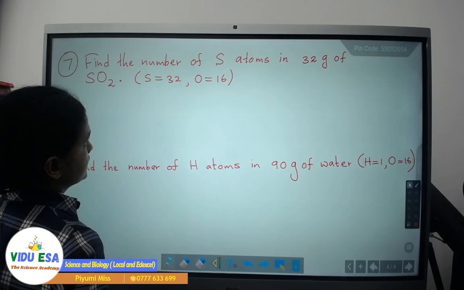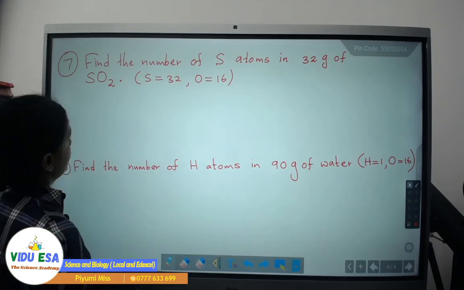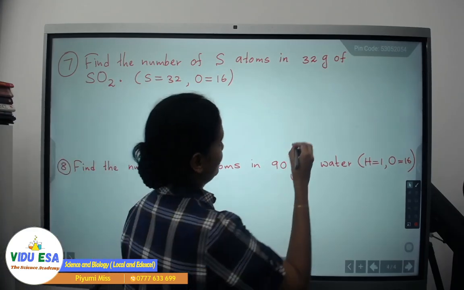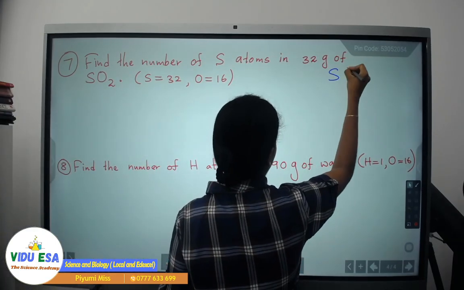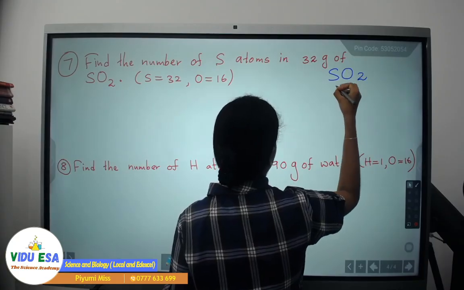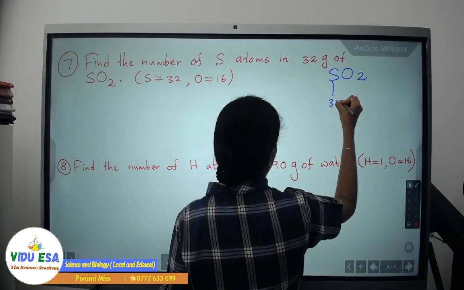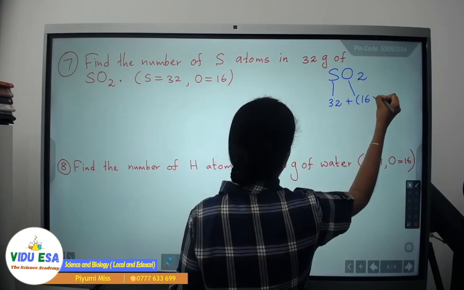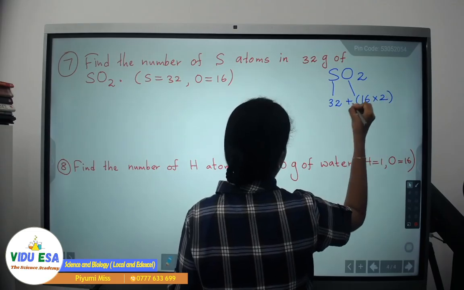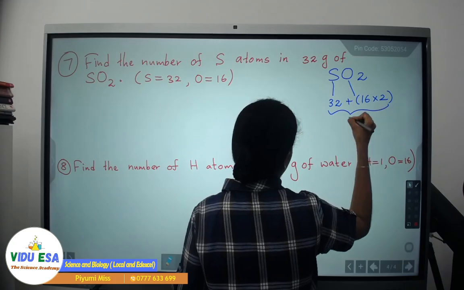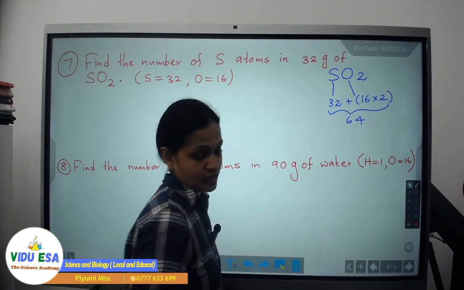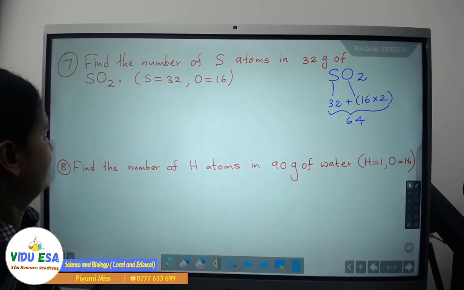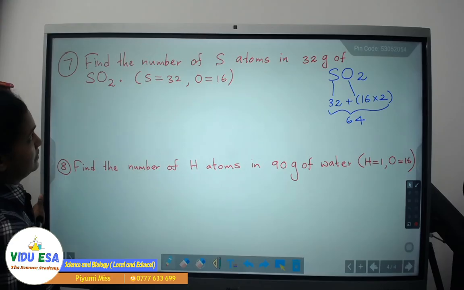Find the number of sulfur atoms in 32 grams of sulfur dioxide. Yes, sulfur dioxide. So you can find the relative molecular mass. And the sulfur is 32, oxygen is 16. 16 into 2, so 32 plus 32, that is altogether 64. 64 is the relative molecular mass of sulfur dioxide. Right?